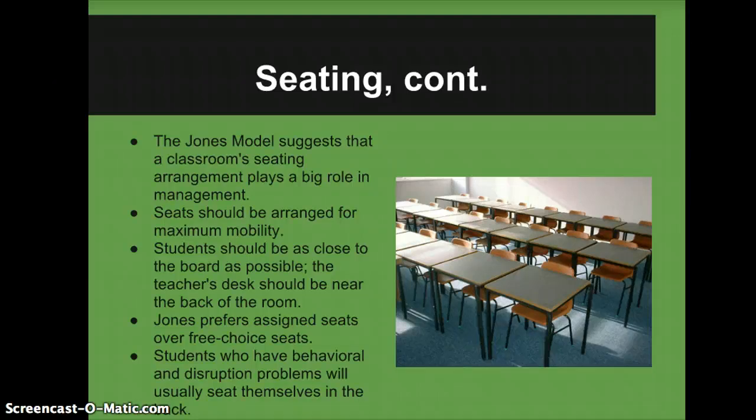they tend to sit themselves near the back, so the Jones method wants you to put them into little groups and make sure that seats are assigned rather than the students get to pick, because then that creates further problems. You want to make sure that the teacher can get to every desk quickly and easily, and there's no tripping over desks.